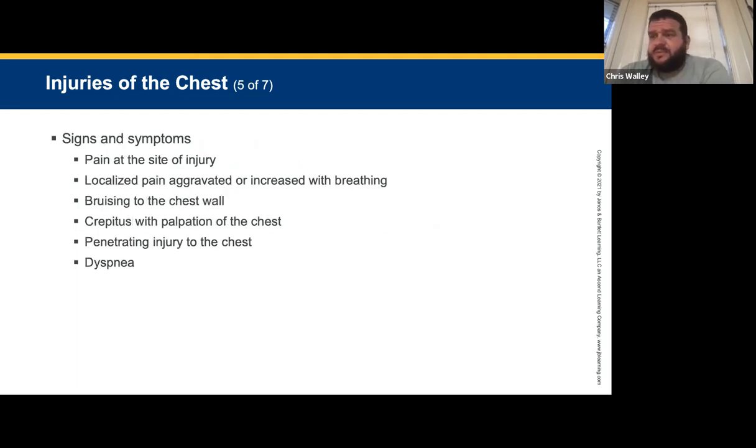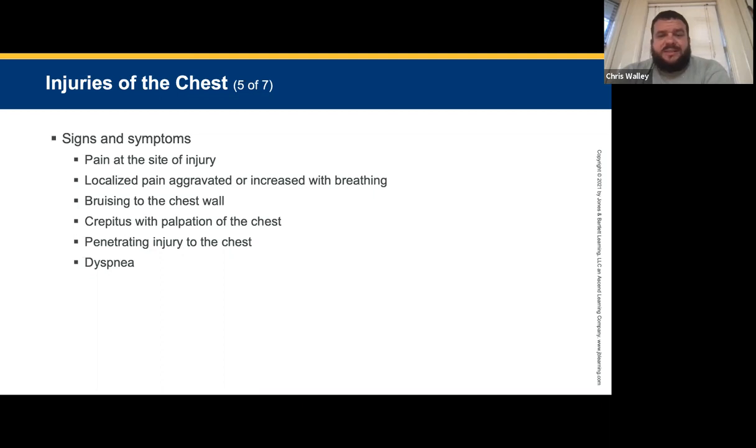So signs and symptoms of chest injuries: pain at the site of origin. They may say, it hurts right here, or it hurts right here. Oh, all right. Well, if it hurts right here, tell me what hurts the most. All of this hurts the most. Hmm. And I guess it's a 10 out of 10 on the pain scale. No, it's a 20. Well, I'm sorry, I was wrong. You know, we all have those people that are like that.